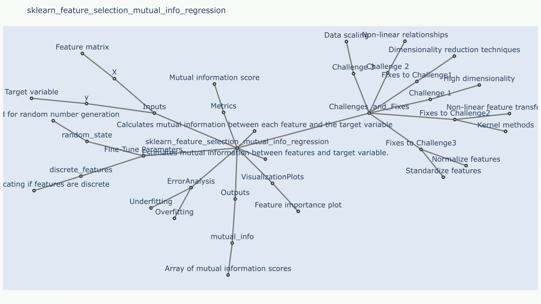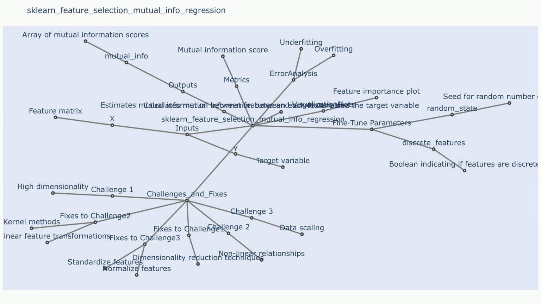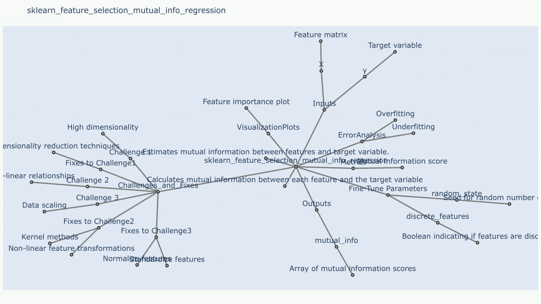Challenge 2: discrete features with many categories can result in biased MI estimates. Sample use case that resulted in challenge 2: a dataset with a feature representing a categorical variable with thousands of unique values. Fixes to challenge 2: binning, grouping categories with similar values to reduce the number of unique categories. Discretization: convert continuous features into discrete bins using methods like equal width or equal frequency binning.